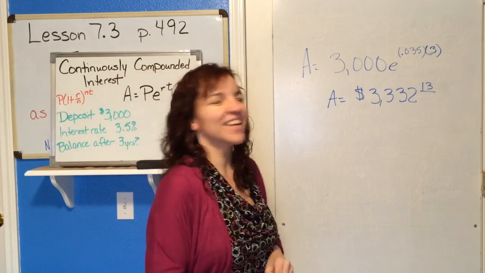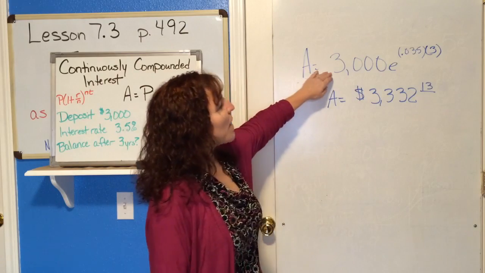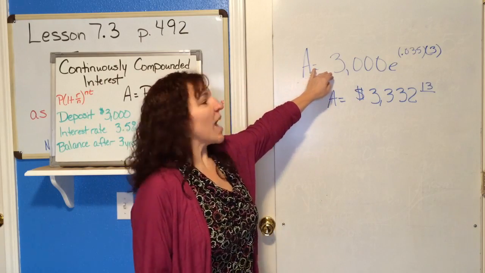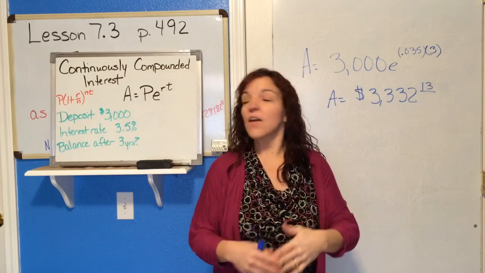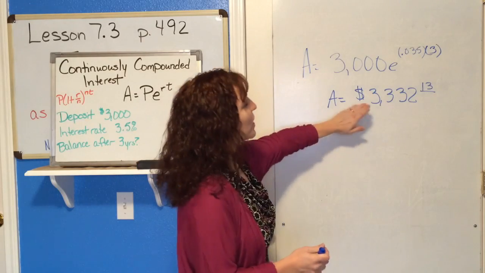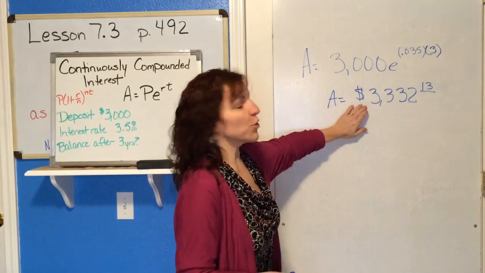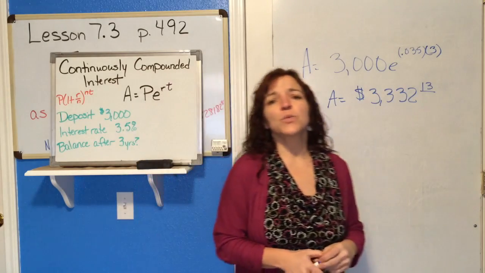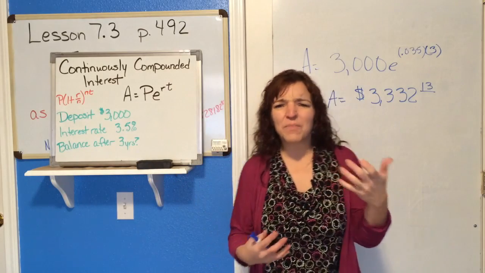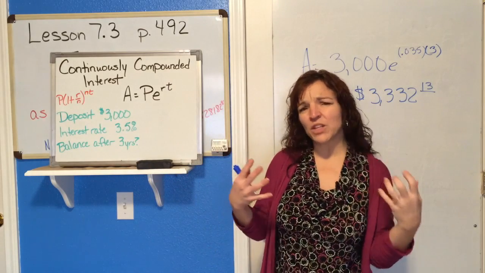Okay, so if you deposit $3,000 at 3.5% interest, compounded continuously, then after 3 years, if you just leave it in there, you're going to end up with $3,332.13.